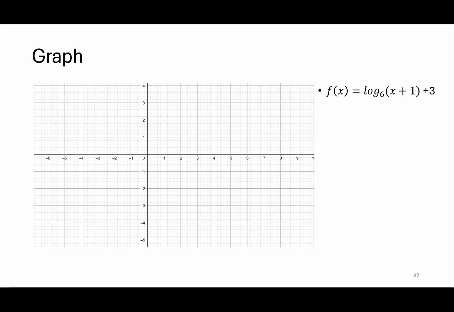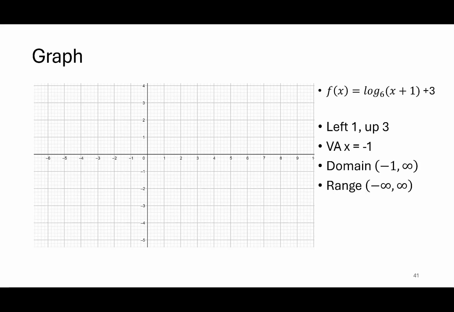Let's graph f of x equals the log base 6 of x plus 1, plus 3. We can see we have two transformations. We have a horizontal transformation to the left 1, and then we have a vertical transformation up 3. The horizontal transformation to the left 1 tells me my vertical asymptote is now at x equals -1. This also tells me the domain is -1 to infinity. The range will still be negative infinity to infinity.